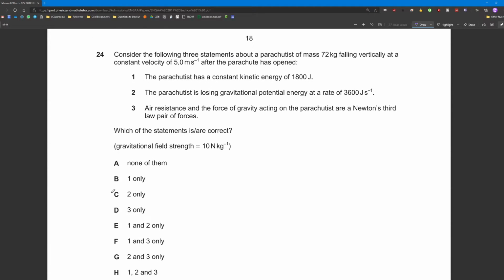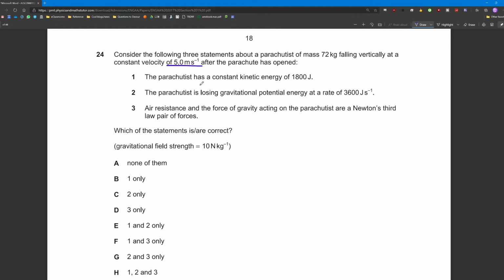Consider the following 3 statements about the parachutist of mass 72 kg falling at a constant velocity after the parachute has opened. The parachutist has a constant kinetic energy of 1800 kilojoules. 1800 joules, is that right?